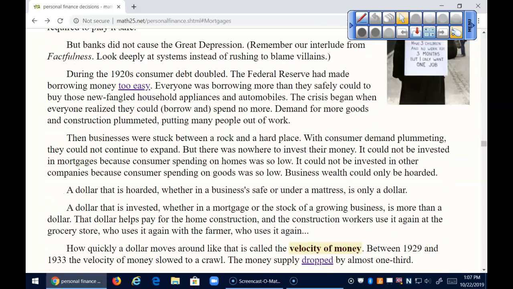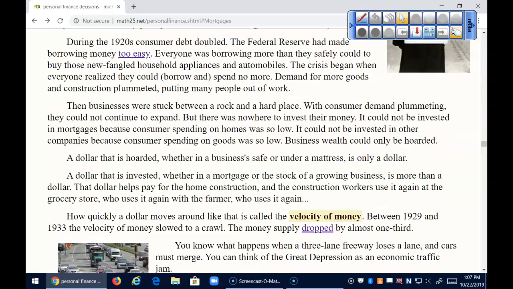So the businesses were stuck. They couldn't keep expanding. There was nowhere to invest their money. And so they hoarded their wealth, which is a little bit of a problem today if you know how much cash Apple is sitting on or Alphabet is sitting on or things like that. So what do we do?